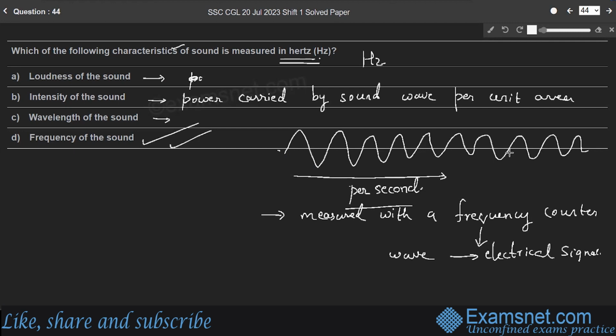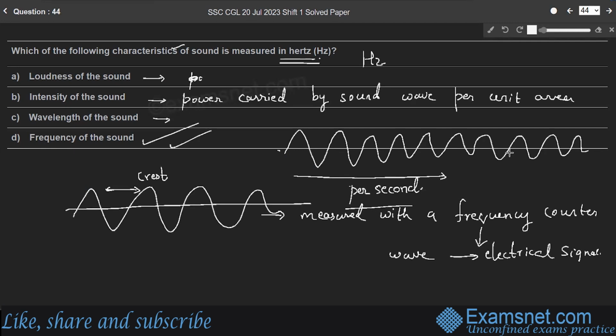Whereas the other option is wavelength of the sound. Wavelength of the sound is the distance between adjacent identical parts of the sound. If you consider a sound wave, the distance between consecutive crests, where the upper part is called the crest, or consecutive troughs is called wavelength, which is lambda, right? The distance between adjacent compressions in a sound wave is also wavelength, right? So for the given question, frequency of the sound is measured in hertz.